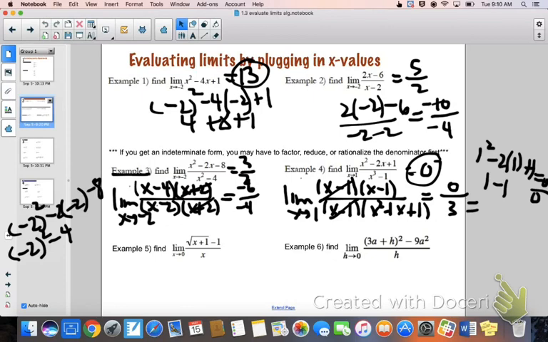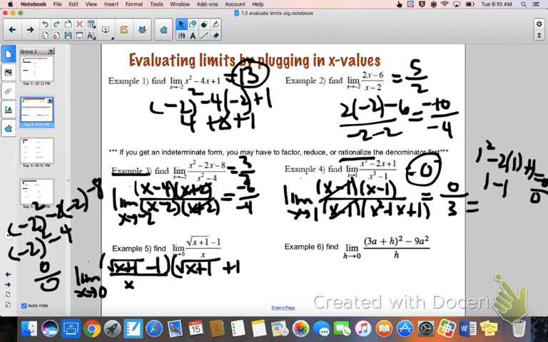Okay? Example 5. Let's see, if I plug in 0, I get root 1 minus 1 is 0 over 0. So what we're going to have to do here is rationalize the denominator, or the numerator. In this case, it's the numerator. So to rationalize, remember, let me start here, the limit as x approaches 0 of root x plus 1 minus 1 over x. We're going to multiply by root x plus 1 plus 1, the conjugate.